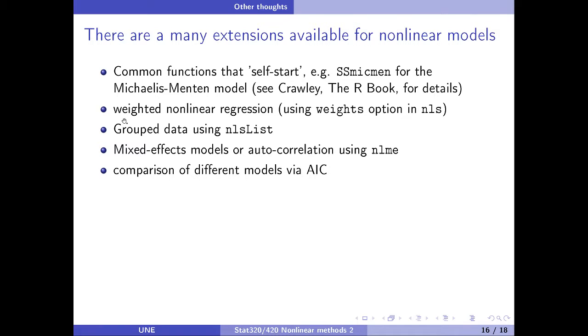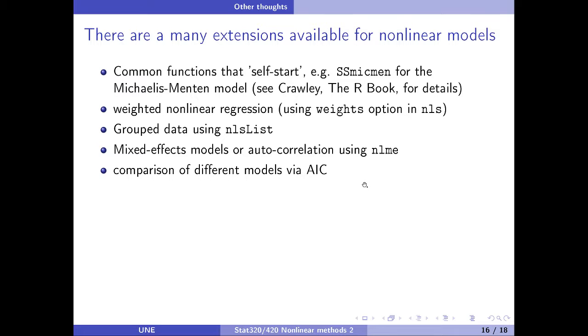In some cases, you may want to do weighted nonlinear regression, just like you might sometimes want to do weighted regression. Well, there's a weights option in NLS. That's quite easy to implement, and the formula I've given you before can be easily adapted to allow for weights. You might have group data, so you might want the same general nonlinear model, but with different parameters for different groups. For example, you might be modeling data that's different for men versus women, but the same general model. In that case, you can use the function NLSList.